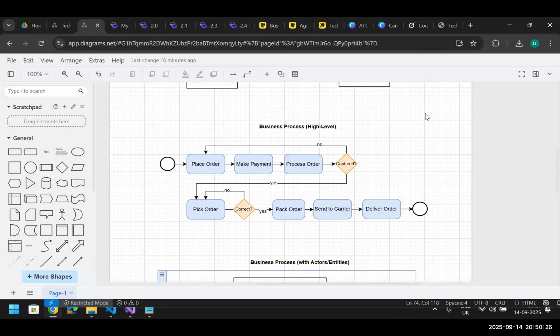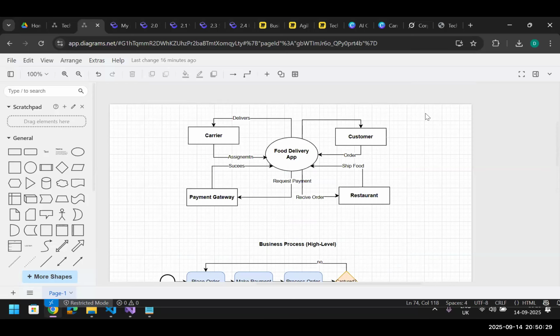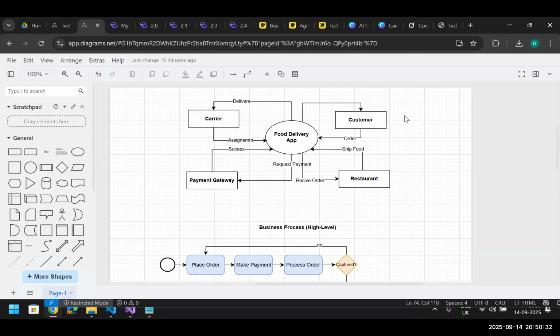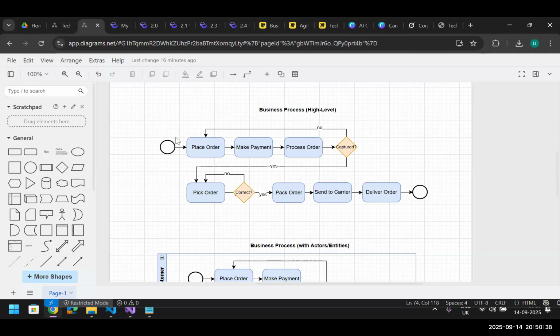Because I'm a BA as well as technical, techno functional, I started from the BA side. I tried to understand the entities that are going to come. Then I showcased this: it starts with placing the order, making the payment, and processing the order. If the payment is successful, then it goes to picking the order. If it is a junk order, we need to validate. If it is a correct order, then prepare the order, send it to the carrier and deliver the order. This is what we call a process map.